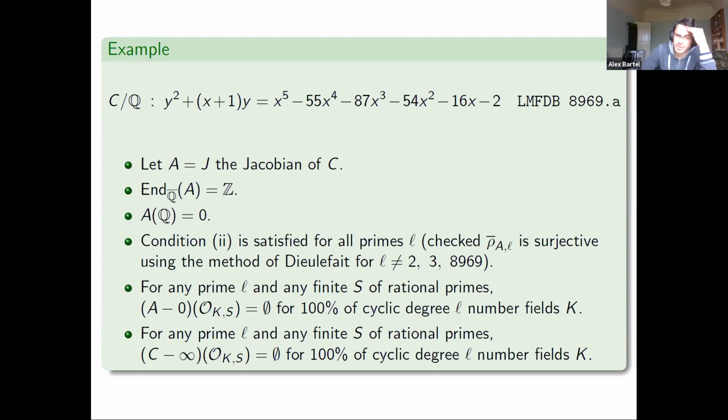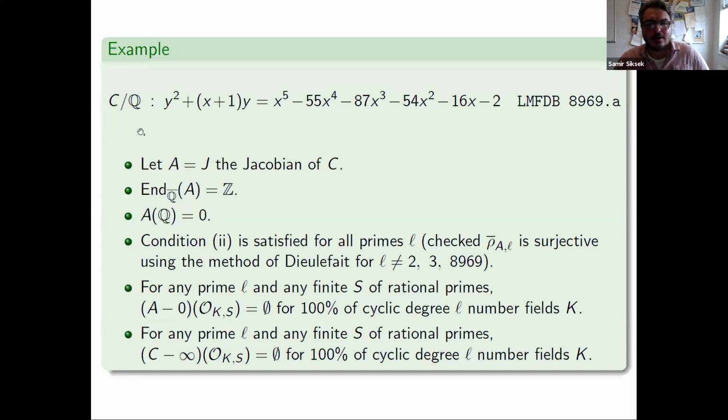Can I ask a quick question, Samir? The gamma was the density of the primes that you don't allow in the conductor? Yeah, or maybe that's divided by L minus 1 or something like this. Yeah, okay.